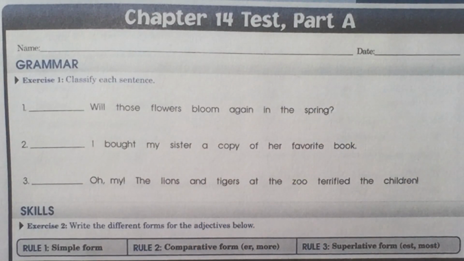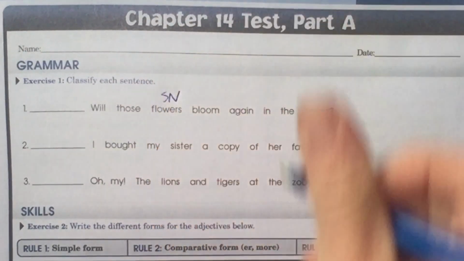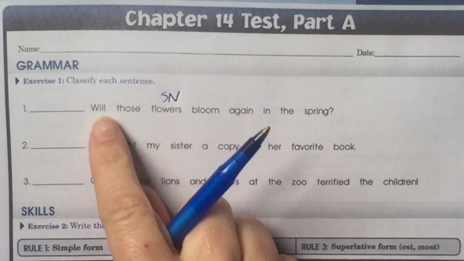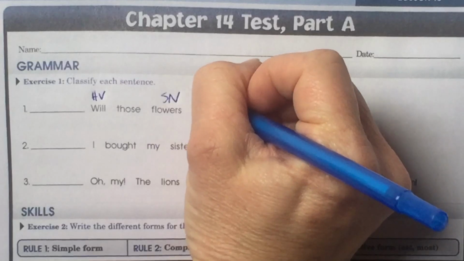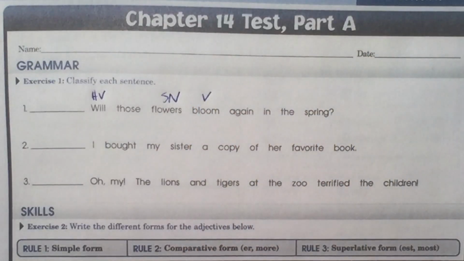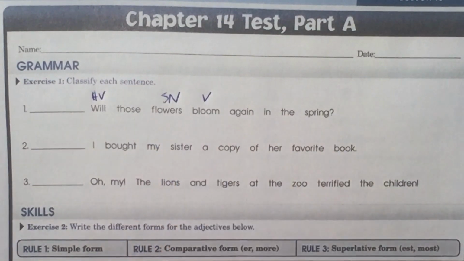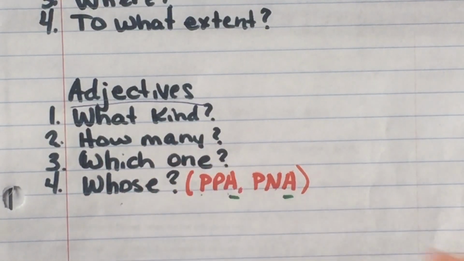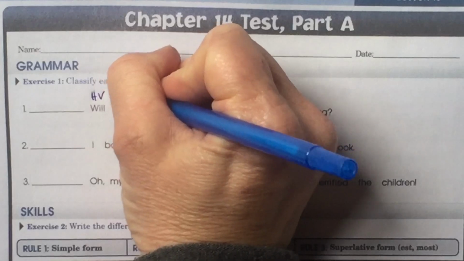Will what bloom again in the spring? Flowers. Subject, noun. What is being said about flowers? Flowers will bloom. So we have a helping verb and a verb. Okay? Those. That says which ones. Do you remember which one? Adjective. Hopefully you knew that. Adjective.